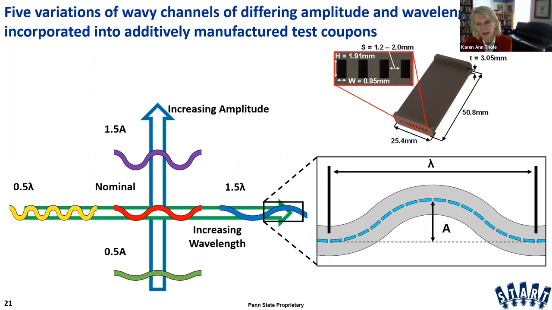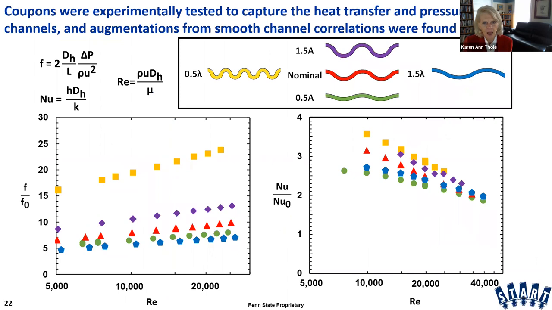We looked at both amplitude of the wave as well as the wavelength. So you can see this little graphic on the left is that we increased and decreased the wavelength relative to a nominal, and then we increased and decreased the amplitude and increased and decreased the wavelength to see what the overall impact of that would be on heat transfer and friction factor. So some results are shown here.